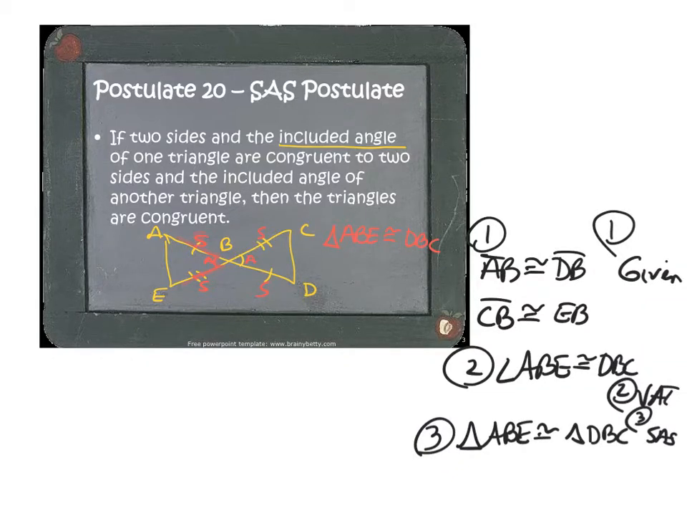So now the proofs are a lot shorter because we don't need to show all 6 things. Does that make sense? So depending on the amount of your given, it could be a little bit longer or it could be super short like this.